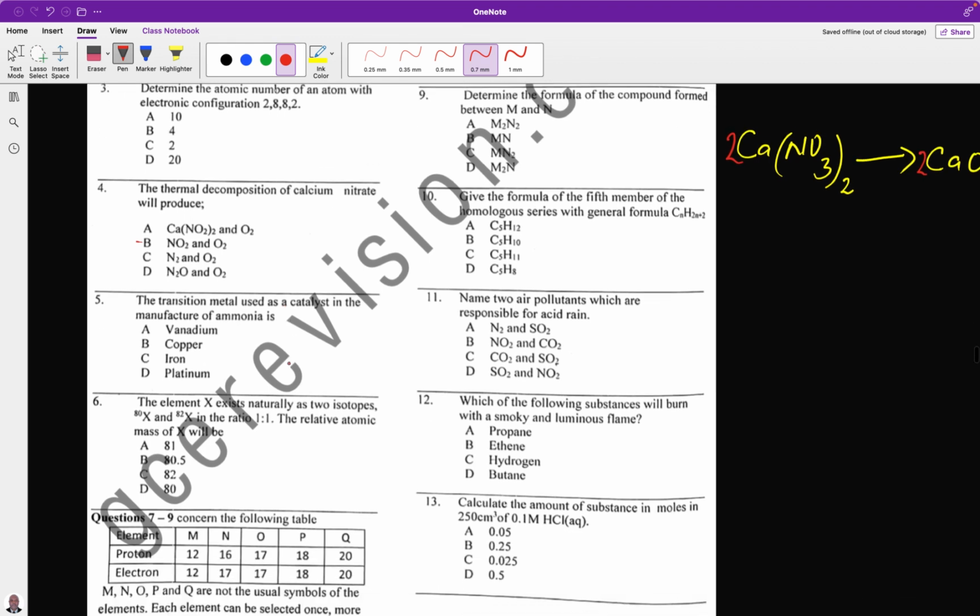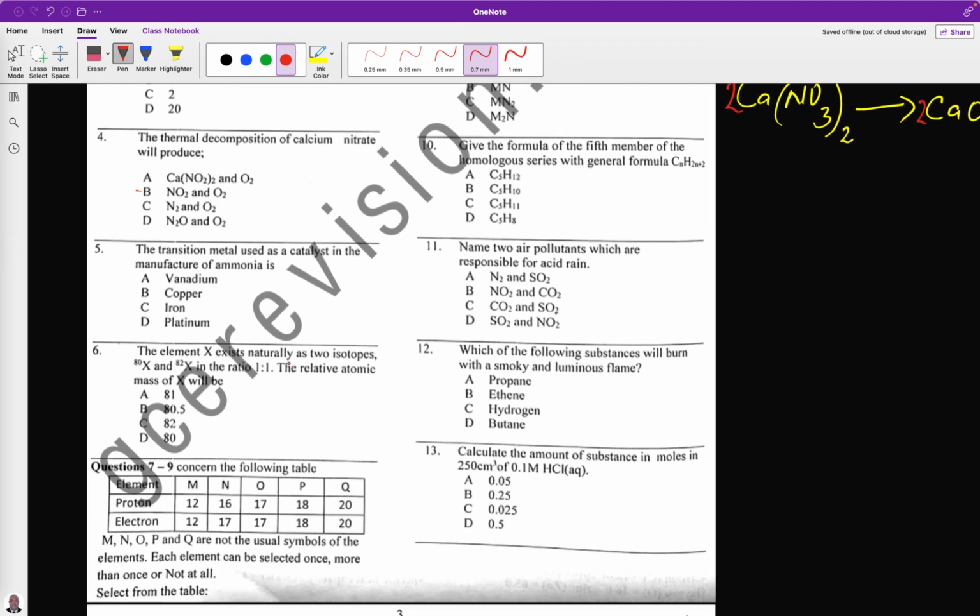Question number 5. The transition metal used as a catalyst in the manufacture of ammonia is A. Vanadium, B. Copper, C. Iron, and D. Platinum. It is finely divided iron that is used in the manufacture of ammonia. So C is the right answer for question number 5.